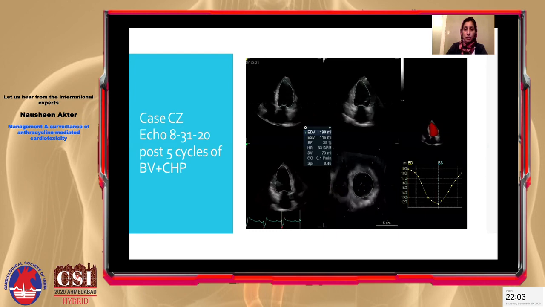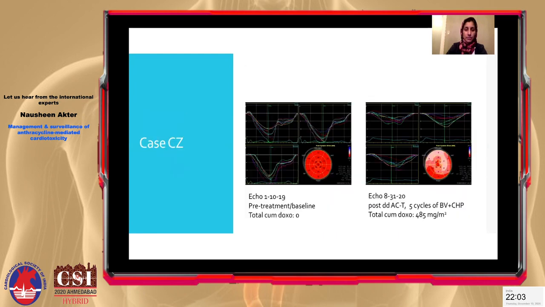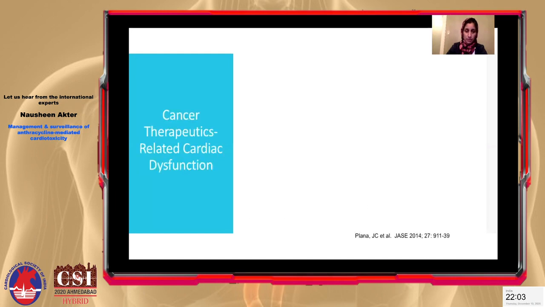And this is her 3D ejection fraction by echo. And this is her strain. On her pre-treatment strain, we see that the strain curves are very normal and her bullseye plot is completely red. On her post-treatment echo, her strain curves are much reduced and her bullseye plot is no longer completely red, with lighter shades of red and pink.